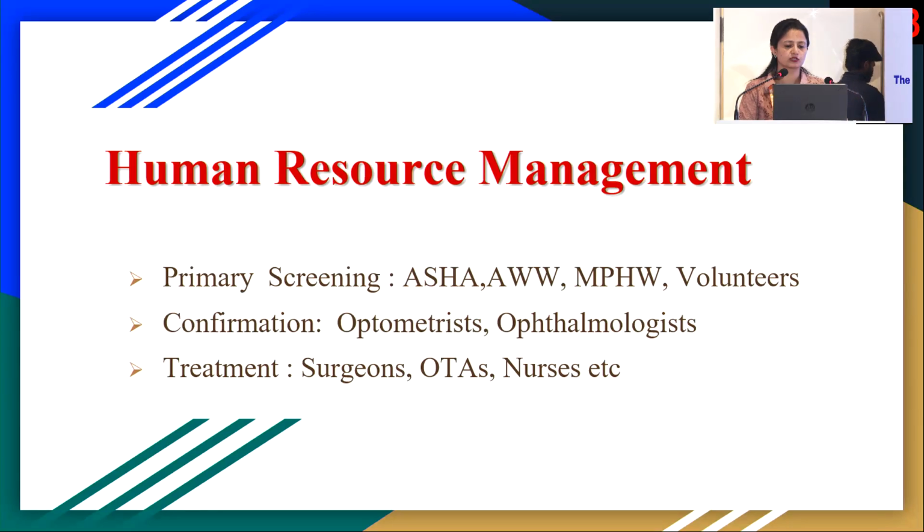Now the human resource management works in a 3-tier system. First of all, primary screening is done by the ASHA workers, the Anganwadi workers, the multipurpose health workers, and volunteers. The confirmation is always done by the optometrist and the ophthalmologist, and then comes a team of surgeons, OT assistants, and nurses.